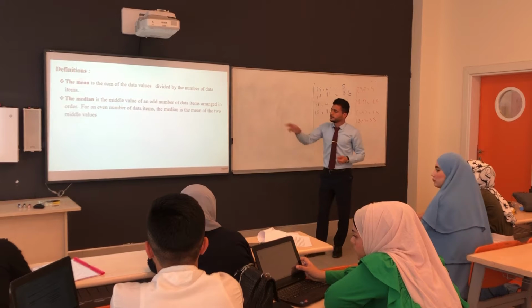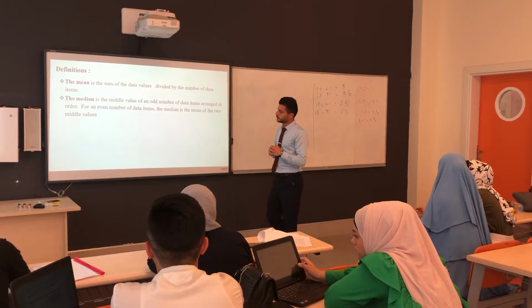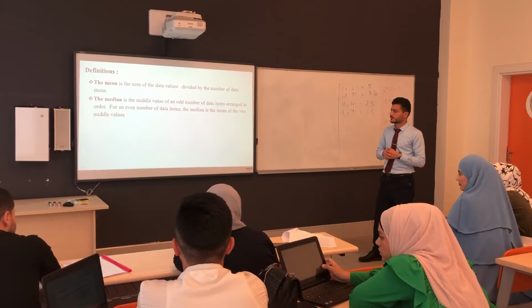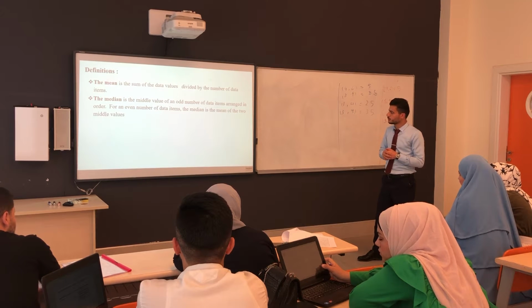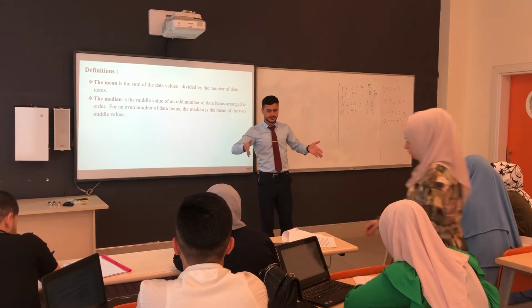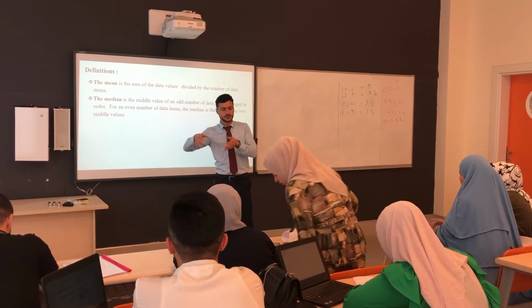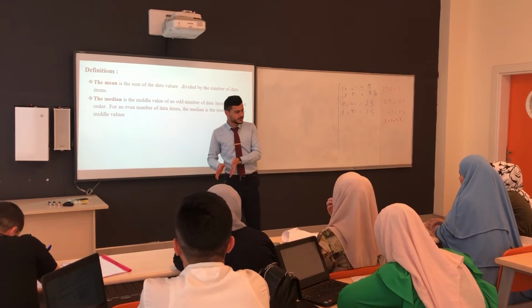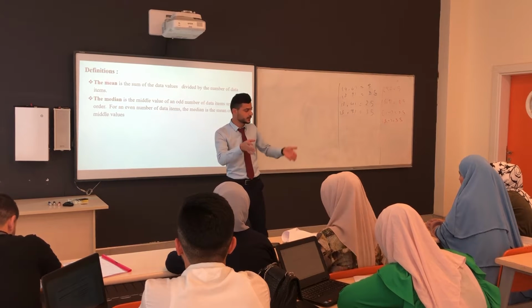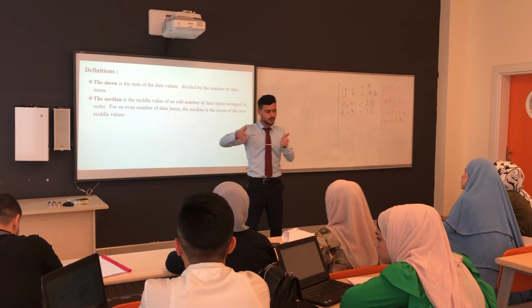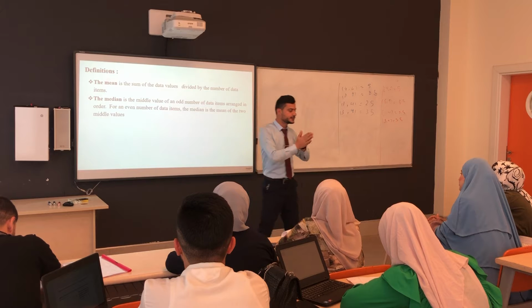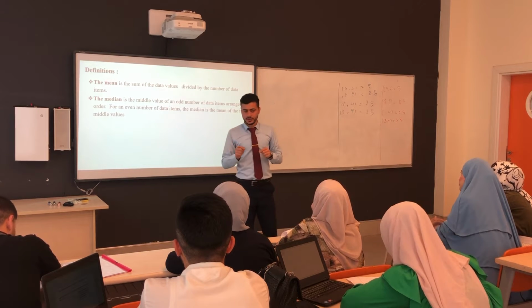Median. Could you please read to me? It is the middle value of a whole number of data items arranged in order. For an even number of data items, the median is the mean of the two middle values. Very good. If we have 9 numbers, first we have to arrange them from the smallest number to the highest number. After that, we have to find the middle one. The 5th number is the middle one for the 9.